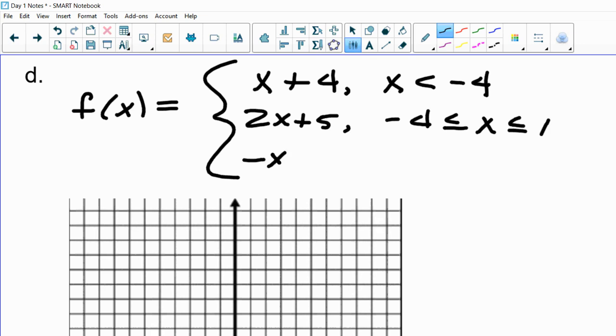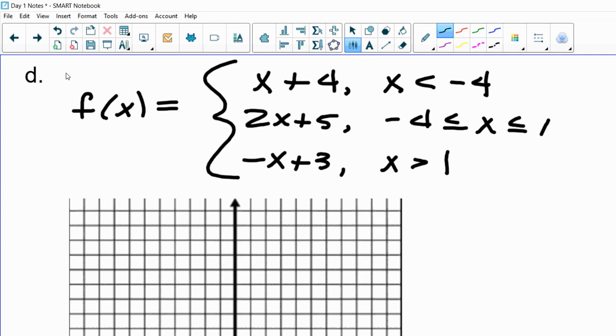And negative x plus 3. You notice I didn't put the word if or the word for in there. You don't have to. As long as you have a comma in between your equation and your constraint, you don't have to put a word. Those words if or for are just assumed.